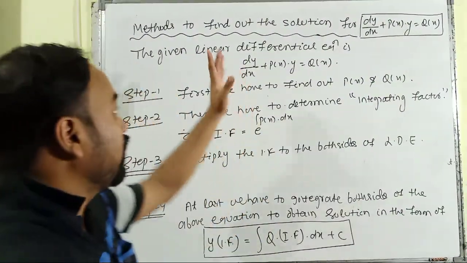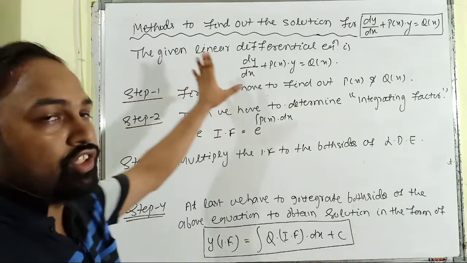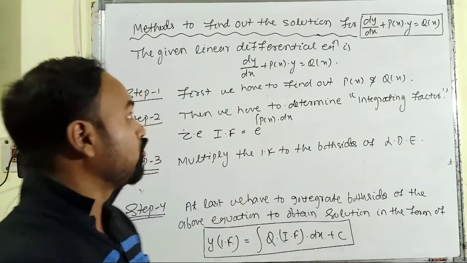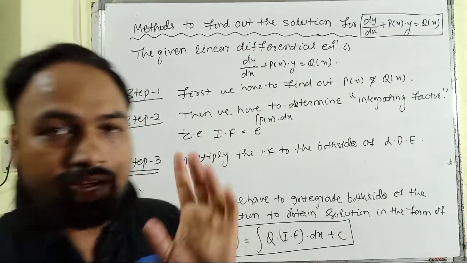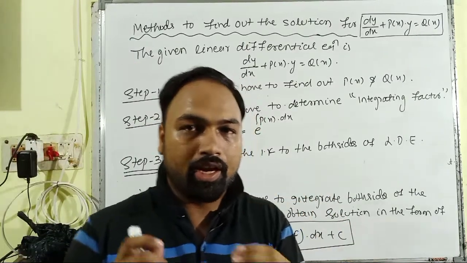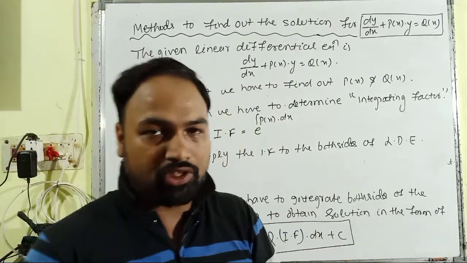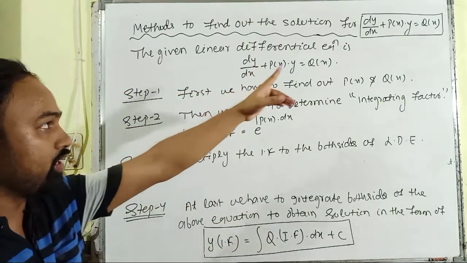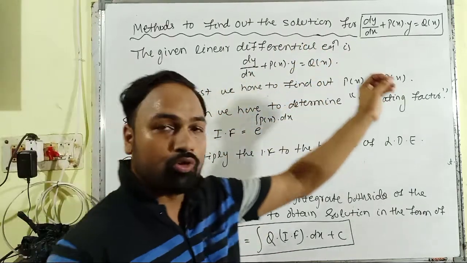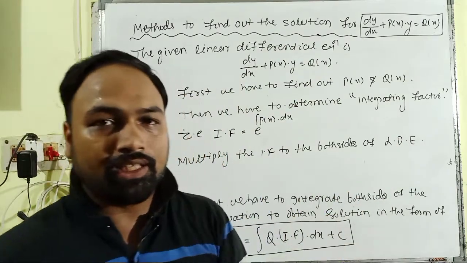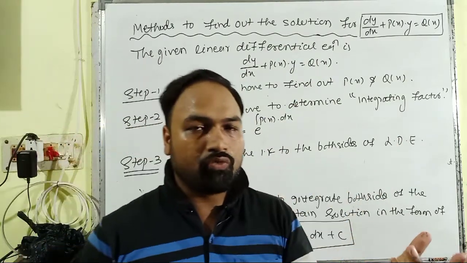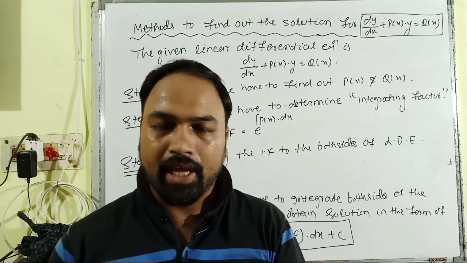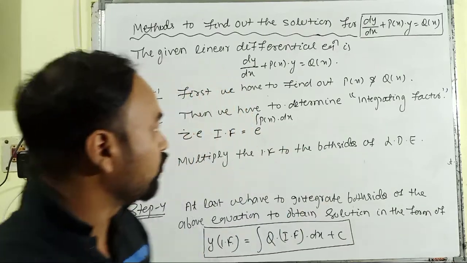So here are the methods, or the procedures, or the algorithms, you can say, to find the solution of a given linear differential equation. The given linear differential equation is of the first form, and it is of the form dy upon dx plus p of x into y is equal to q of x. Simply we can say that the dependent variable is y and the independent variable is x in the given linear differential equation.